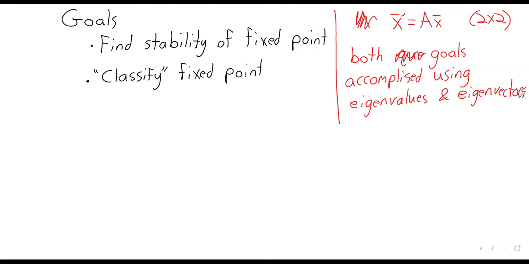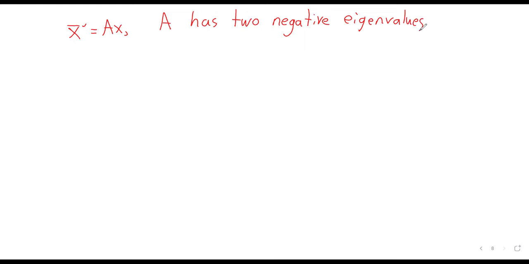And to see what eigenvalues and eigenvectors have to do with anything, suppose we have X prime equals AX, and the matrix A has two negative eigenvalues. Then we could solve this, and after the dust cleared, we would get this as our solution.